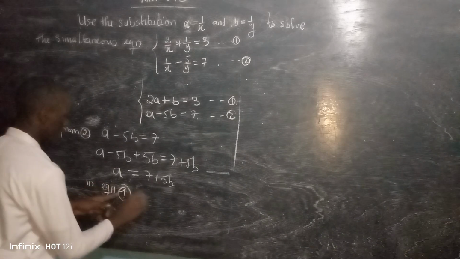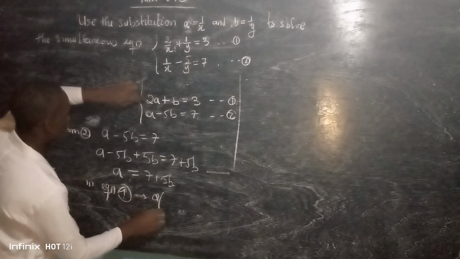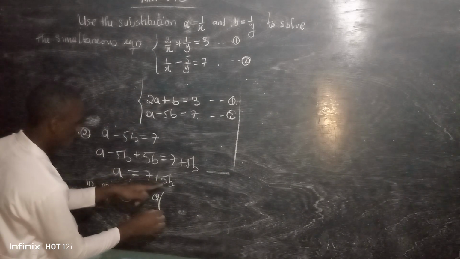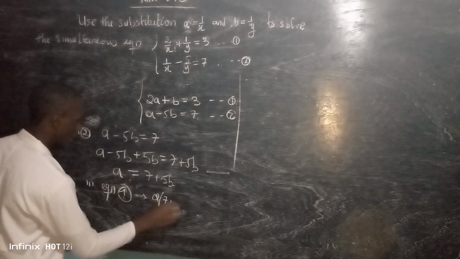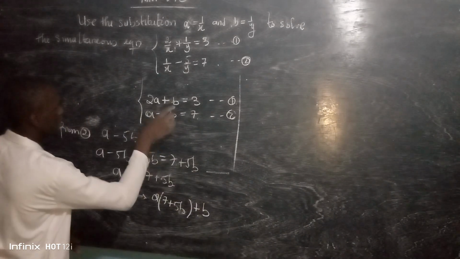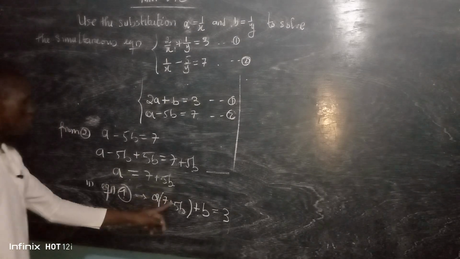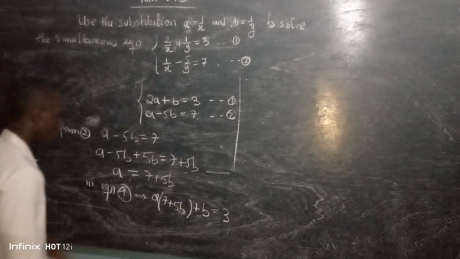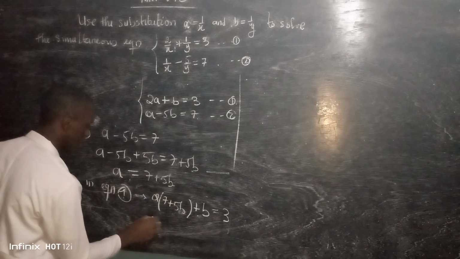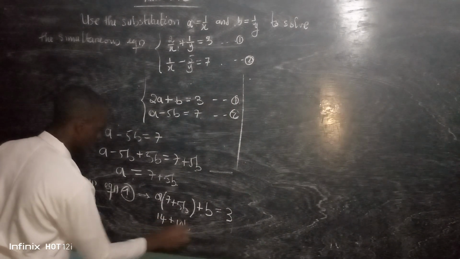In equation 1, it implies I have 2 times a, which is 7 plus 5b, plus b equals 3. We have transformed it down into a linear equation in one variable. Now, 2 times 7 gives 14. 2 times 5b gives 10b.